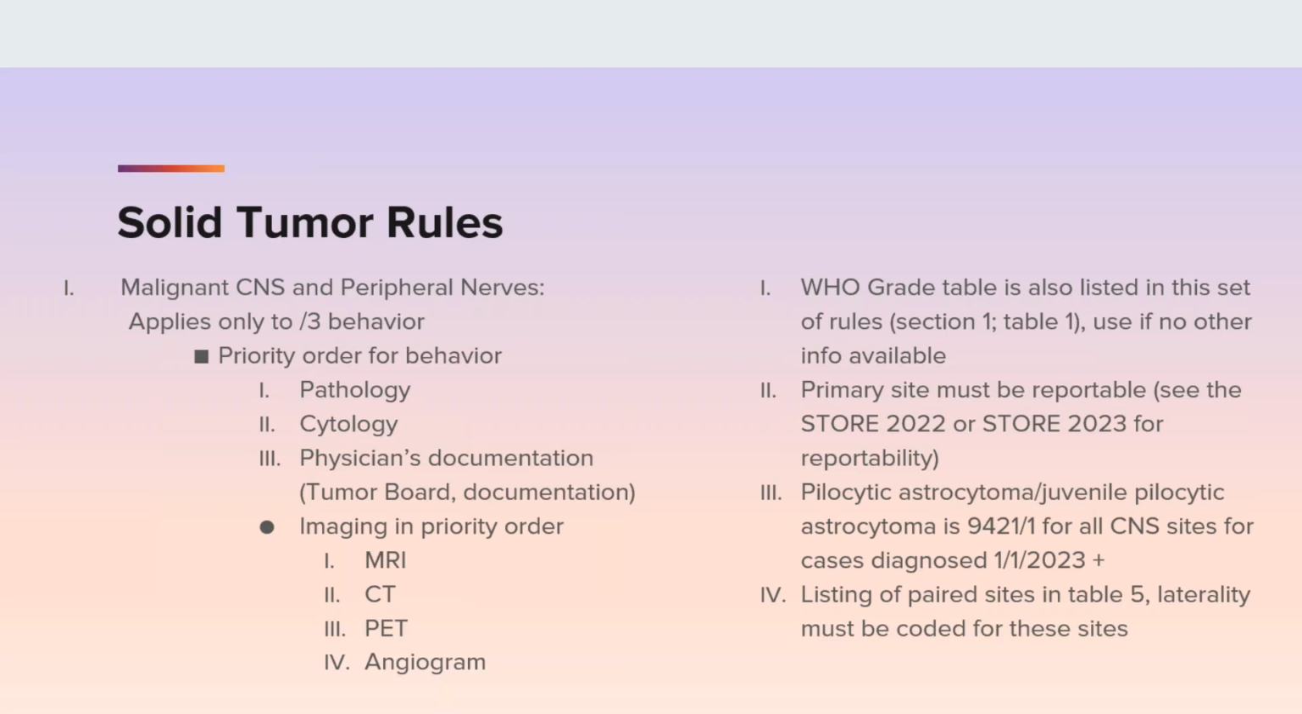We also have a listing of paired sites on Table 5. For that list, laterality must be coded for those sites. However, SEER does allow laterality to be coded for others available, but it's not required unless the sites are in that table. And then we start at the first rule for the section, either the multiple primary rules or the histology rules, and then we stop at the first to apply.